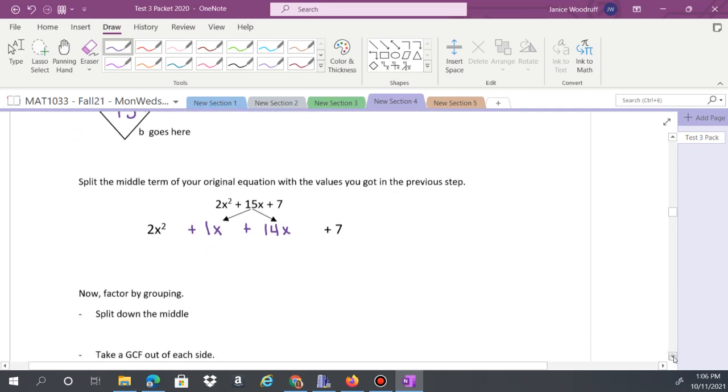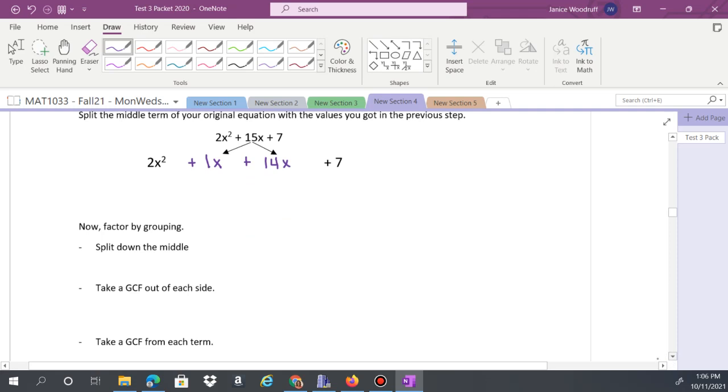Now, once that middle term is split, you're going to factor by grouping. Okay, so we have our equation, 2x squared plus 1x plus 14x plus 7. We factor by grouping, so back to section 1. If we forget it, we split down the middle. We take a GCF out of this side. So what do 2x squared plus 1x have in common? X. So these are both divisible by x.